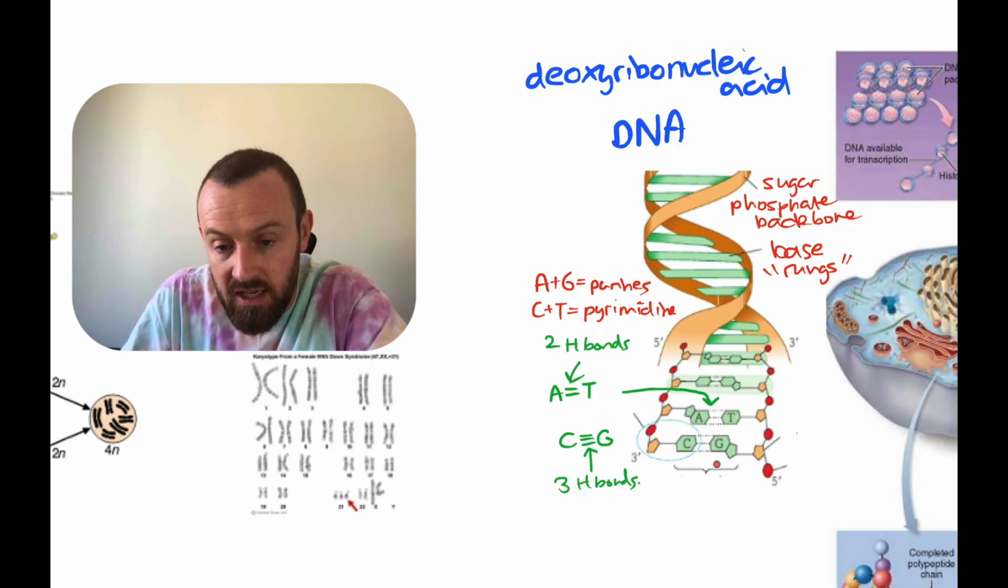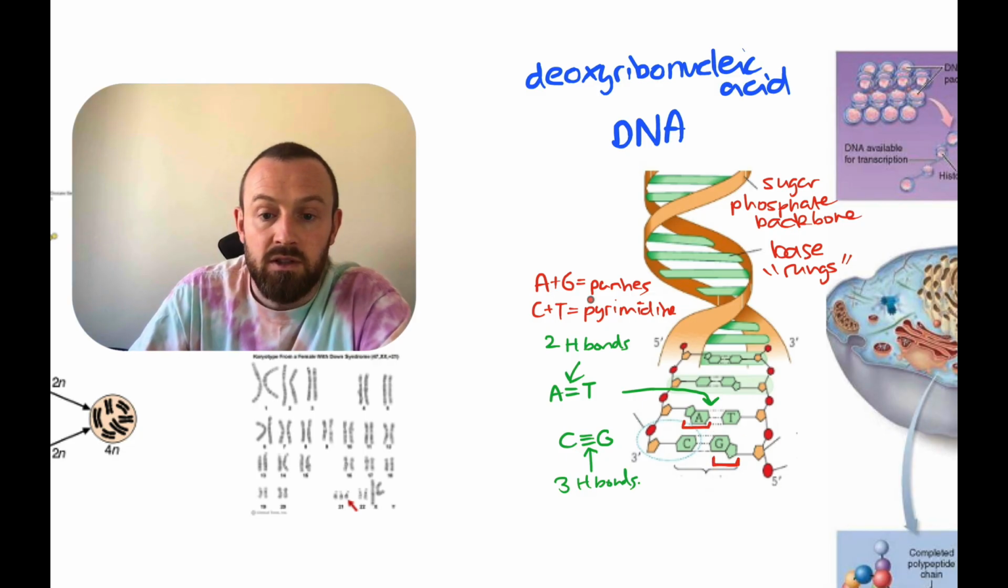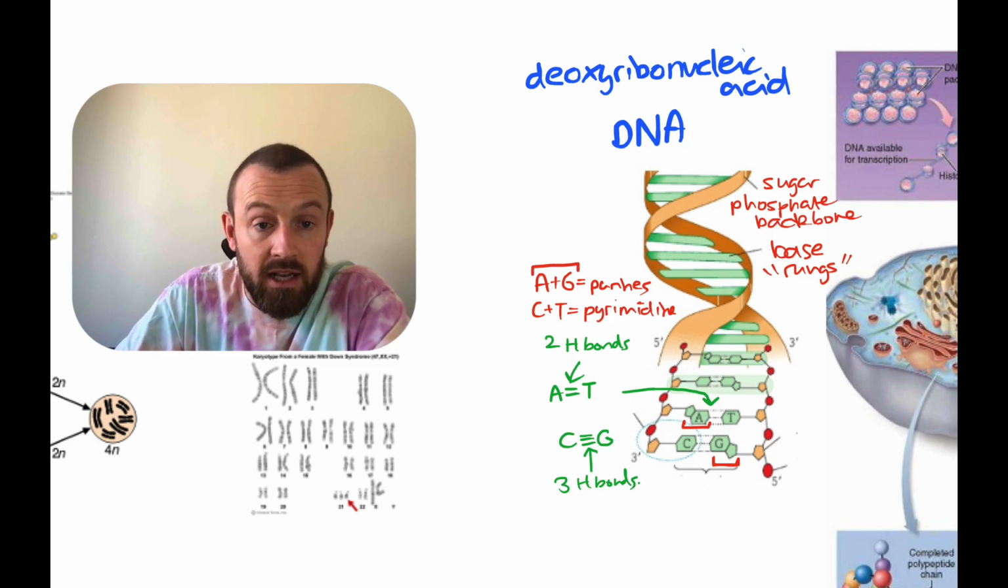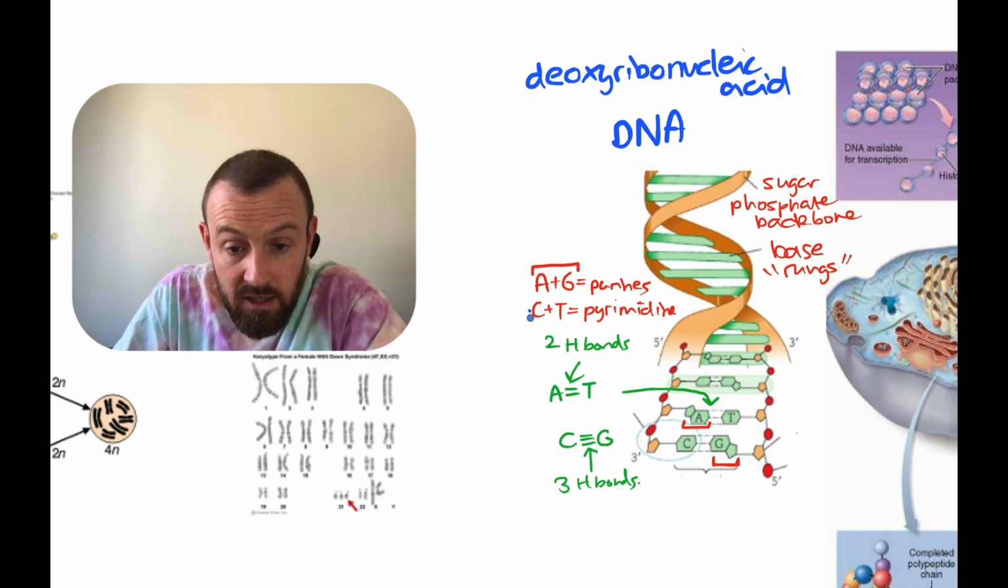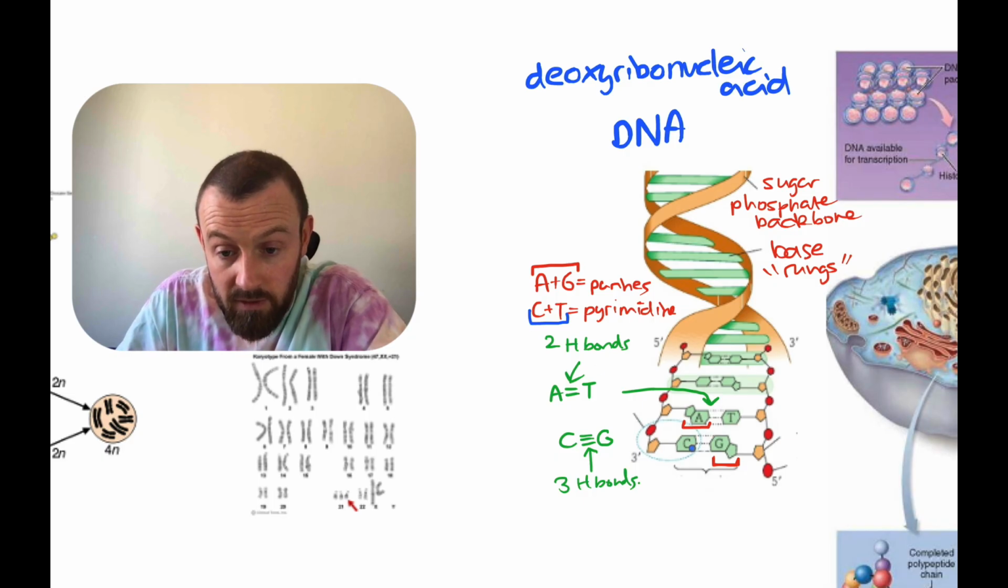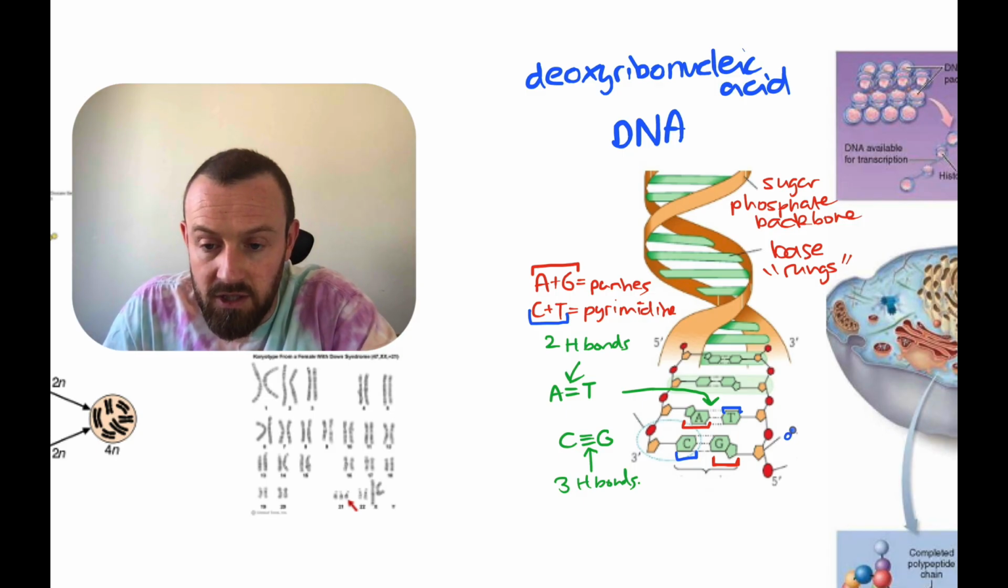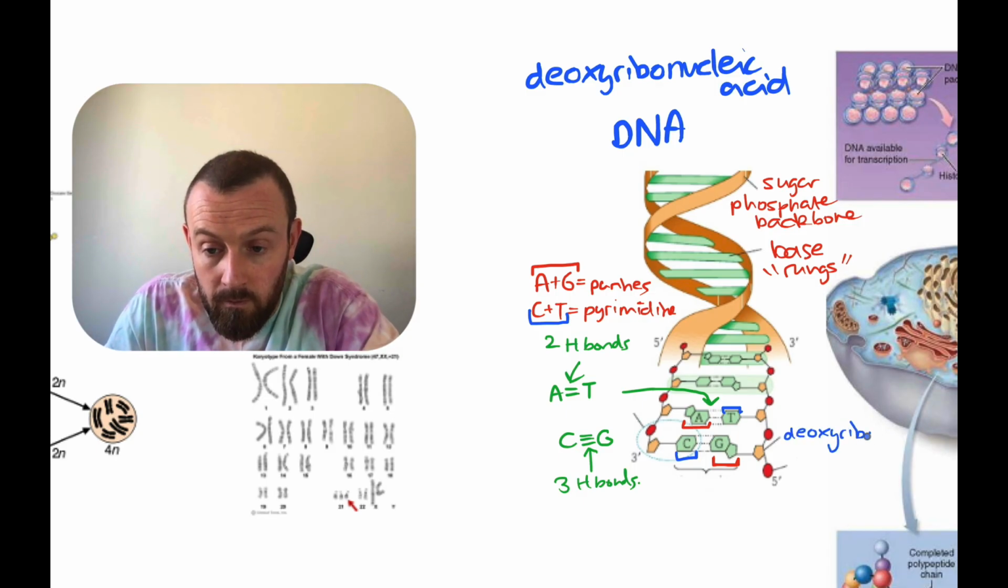You can see that G is a double ring structure here, as is A. A is another double ring structure here. So let's do that there to signify that. That little bracket around there, and on C and T I'll put a blue box around that to signify that those are single ring structures there. The sugar, as I said here, is deoxyribose. And we also have a phosphate group.